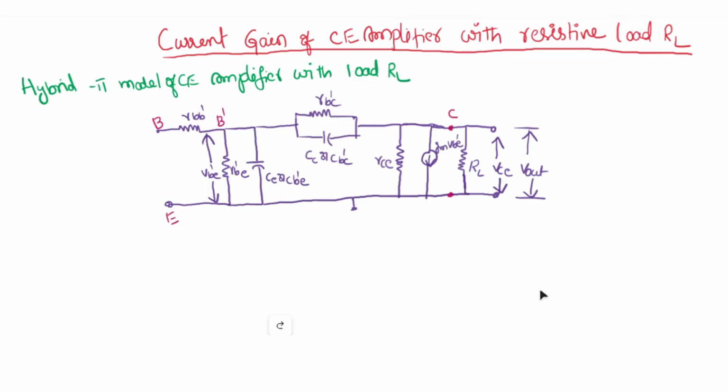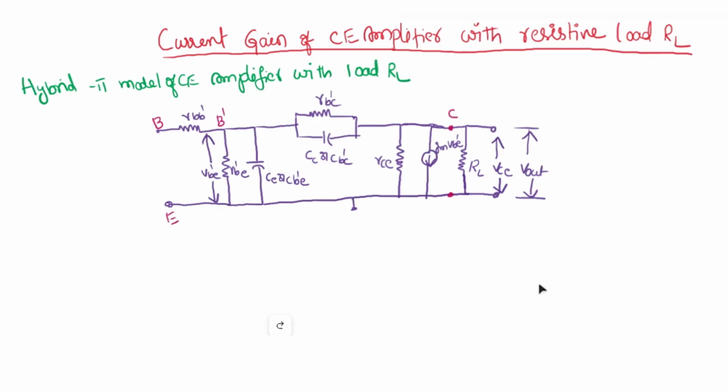Hello students, welcome to the concept: current gain of CE amplifier with resistive load RL, at high frequency. In the last video I explained the current gain of the CE amplifier with the output short circuited, that is, the short circuit current gain of the CE amplifier. We derived f beta and fT also, and I drew the frequency response for that case.